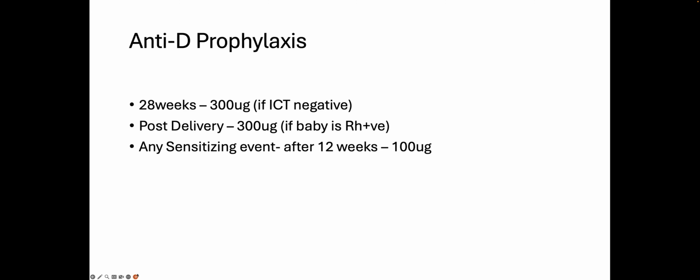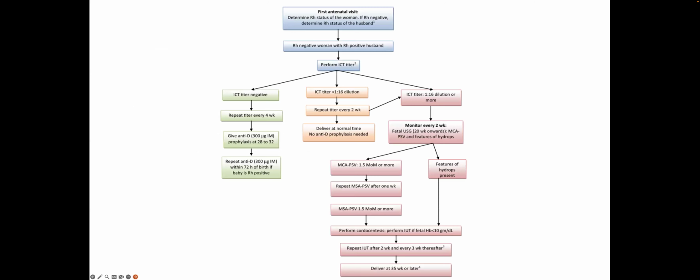So the prophylaxis of anti-D is given at 28 weeks as 300. Somebody mentioned that dose. Post-delivery 300 if the baby is RH positive. And any sensitization event after 12 weeks, you can just give 10 microgram. But this baby, the earlier baby also had exchange transfusion. So the mother is already sensitized. So in this case, I think the anti-D has no role.